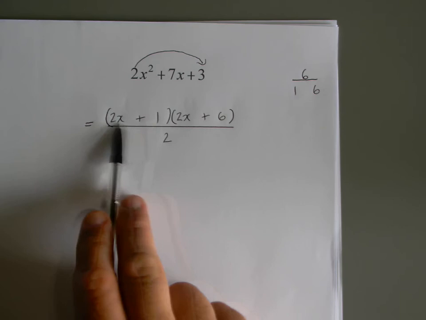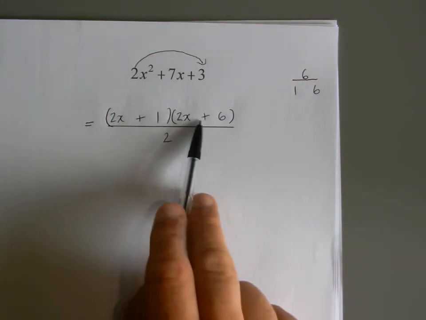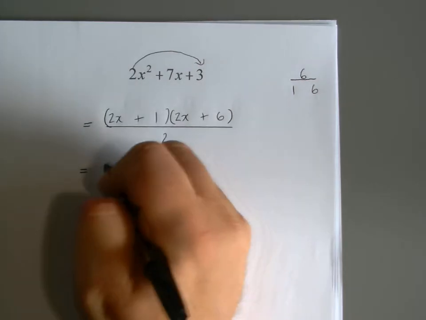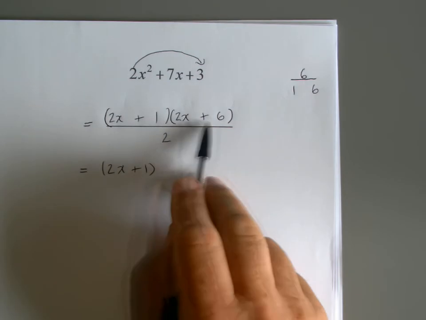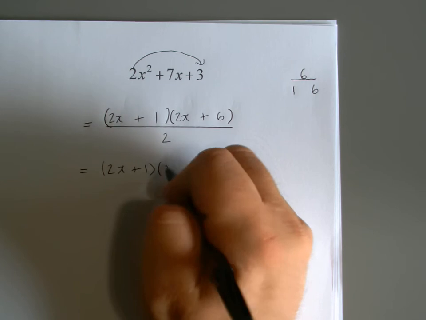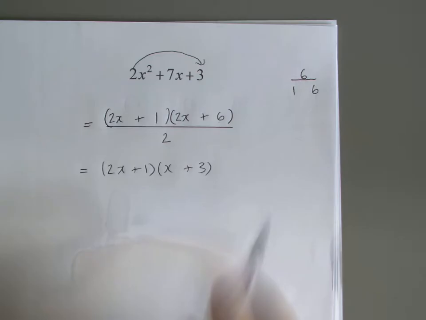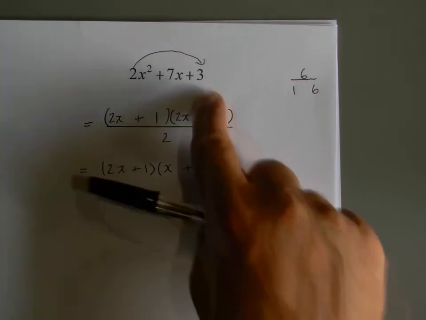So the 2 isn't a factor here. But when we look at our second bracket, 2 is a factor, isn't it? So we could divide the second bracket by 2 instead, and we then get rid of this dividing by 2. So the first bracket will stay the same, but we just divide that second bracket by 2. So if I divide that by 2, 2x divided by 2 is x. 6 divided by 2 is 3. And I've got my pair of brackets. Multiply them out, and you'll see you get back to that.